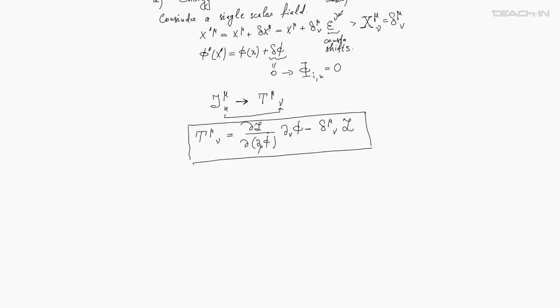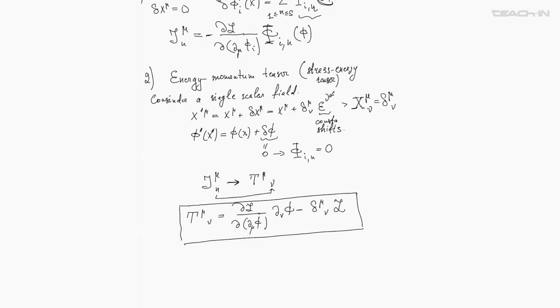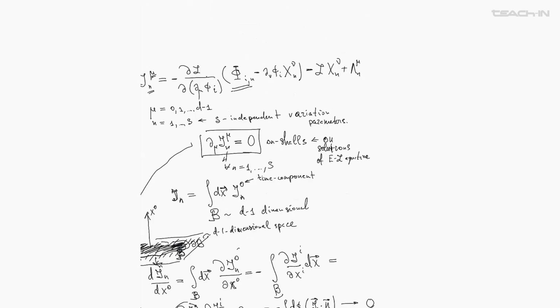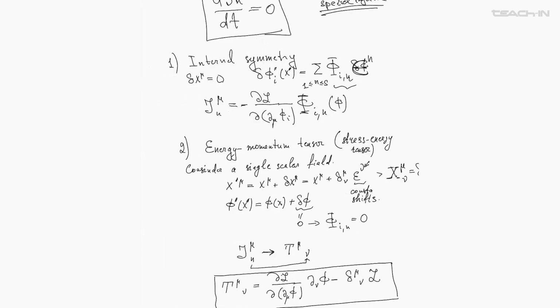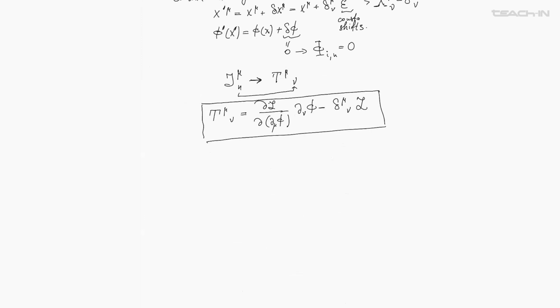And this tensor, which is directly derived by applying the general expression of the Noether theorem, this expression here, is called canonical. And I will explain the reason why people use this form of the stress energy tensor, canonical. So this is the canonical stress tensor for a scalar field.